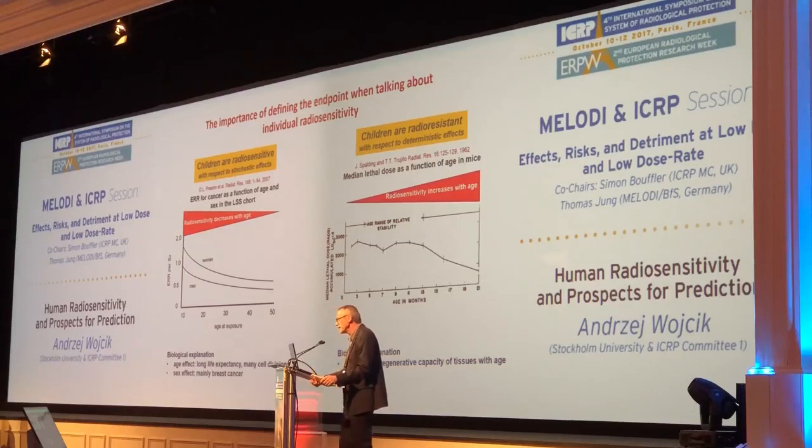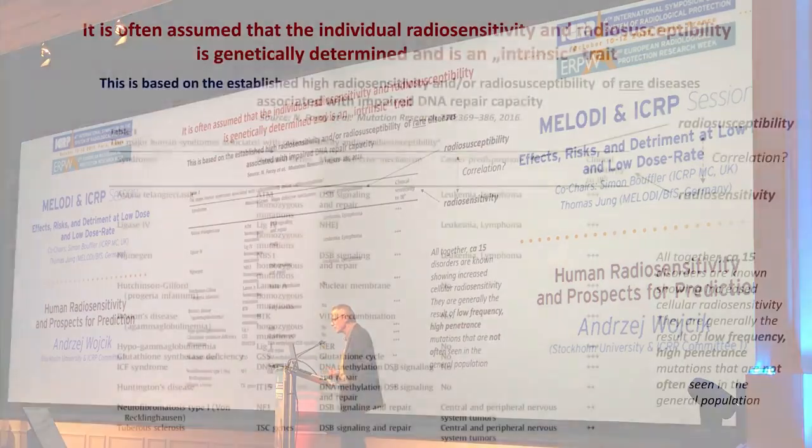Very radioresistant. So children are radioresistant with respect to deterministic effects, but they are, of course, very radiosensitive with respect to stochastic effects. And you see on the right panel, this is a study on mice, not on humans, of course, where you can see the median lethal dose that is needed to kill 50% of animals, and you see that this dose decreases with age. So young animals are very radioresistant, again, with respect to deterministic effects.